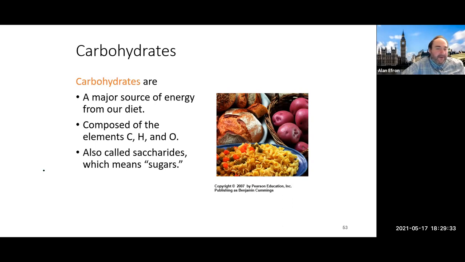It is basically composed of those 3 elements: carbon, hydrogen, and oxygen. They're also sometimes called saccharides, which basically means sugars. So we talk about carbohydrates sometimes as being sugars. And there are our 3 starchy guys there, our bread, our potatoes, and it looks like some pasta happening there.